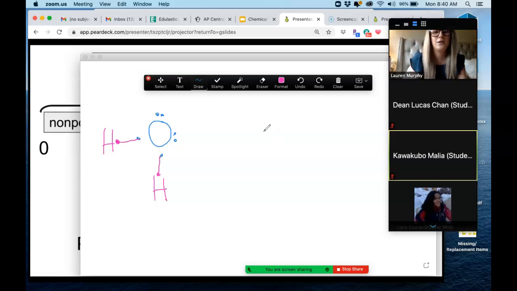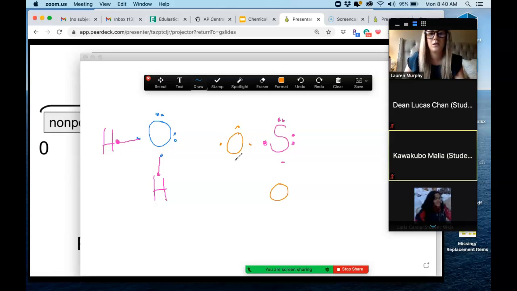Okay, and then SO2 is a little bit harder. 1, 2, 3, 4, 5, 6. Sulfur has 6 valence electrons. Now oxygen, I'm going to line the oxygens up. Now this one's tricky. 1, 2, 3, 4, 5, 6. Bond. 1, 2, 3, 4, 5, 6. Bond. Now, ooh, I shouldn't have given you this one.